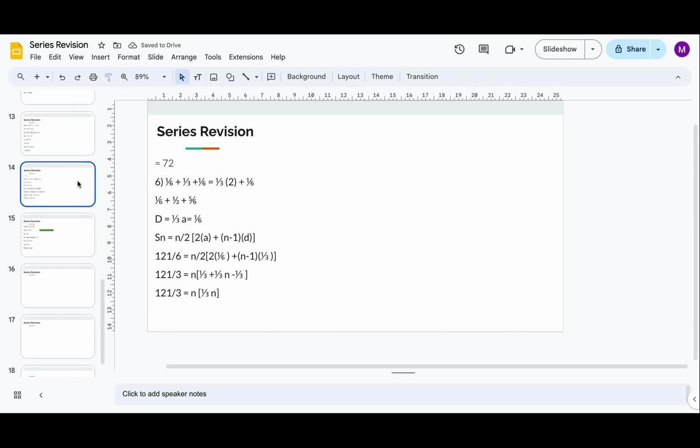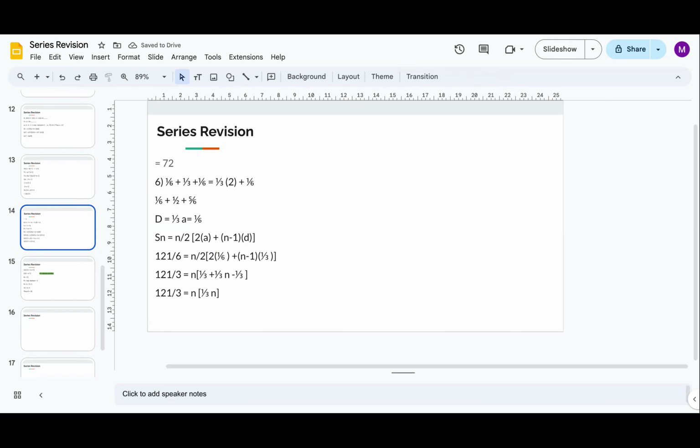So let's quickly backtrack on our steps and see everything that we did. The first thing that we did is write out the first 3 terms. We got that the first 3 terms was 1 over 6 plus 1 over 2 plus 5 over 6. From these first 3 terms, we were able to determine what our constant difference is. We determined that we're working with an arithmetic series. Thus, our constant difference was 1 over 3, and our a value, which is the value of our first term, was 1 over 6. We then wrote out the general formula for an arithmetic series, which is n over 2, open brackets, 2a plus n minus 1 times d.